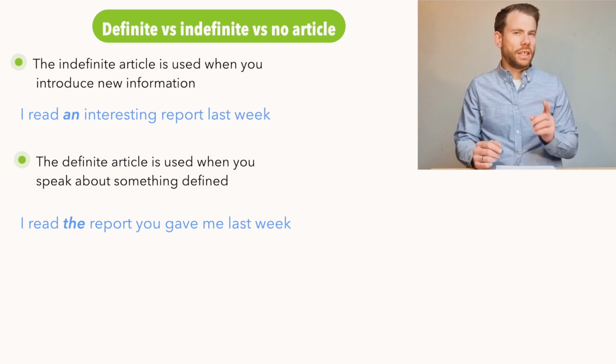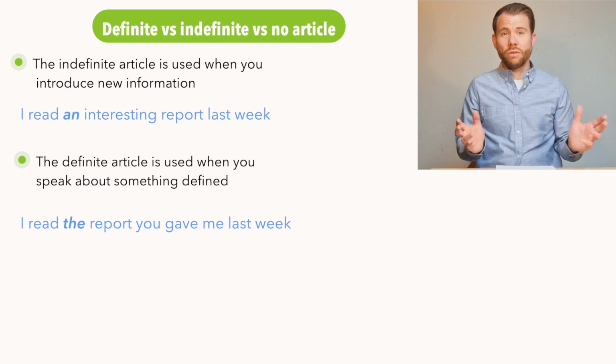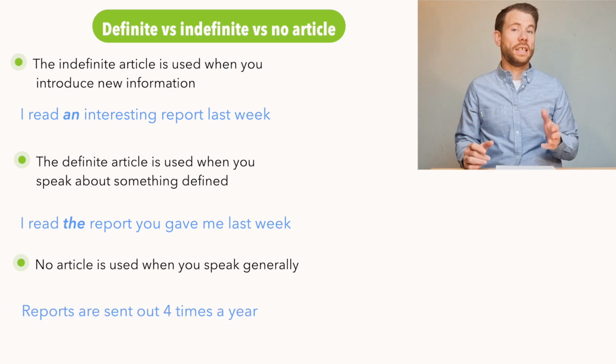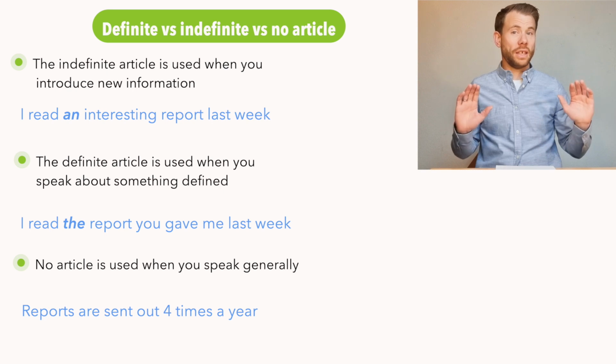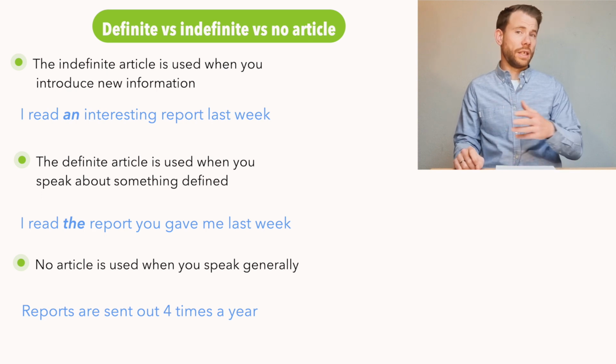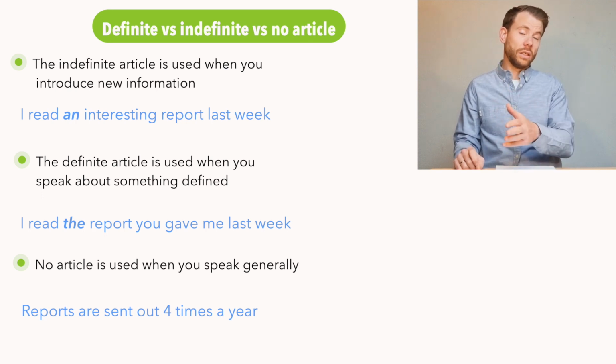And importantly in English, which is where a lot of people make mistakes, when you're speaking generally, you don't need an article at all. For example, reports are sent out 4 times a year. Here, we're just speaking in general. So it's important here that it's general. We're not speaking about a specific group of reports. We're speaking in general, so we don't need an article at all.